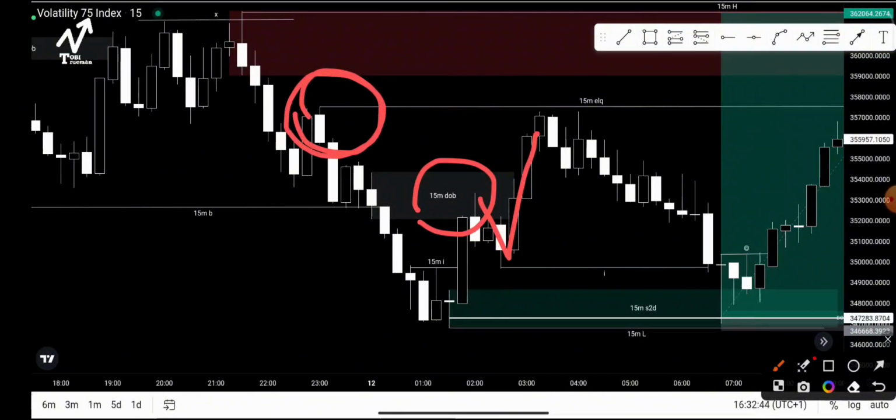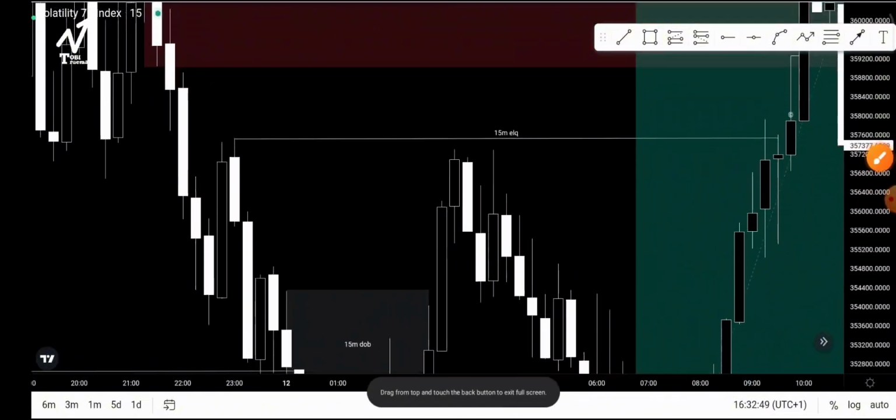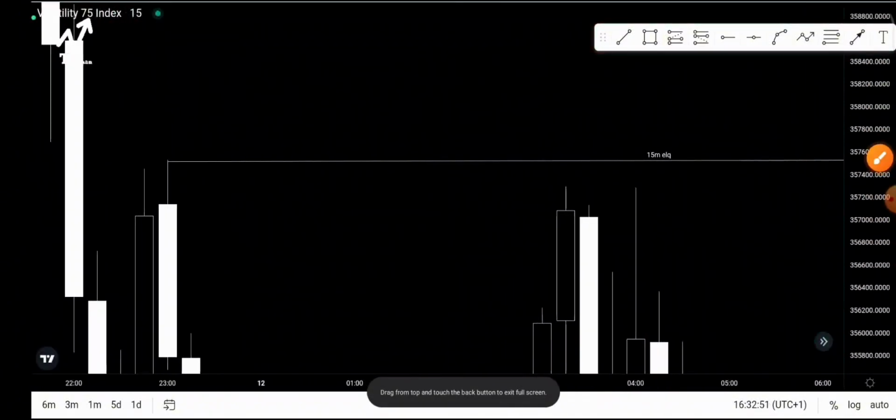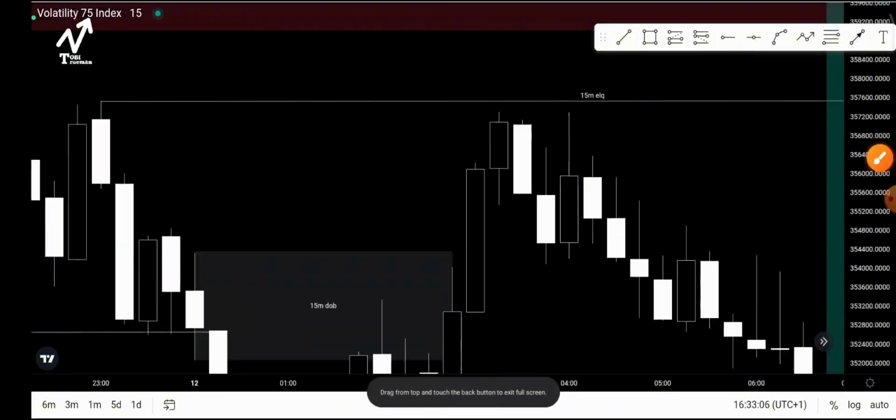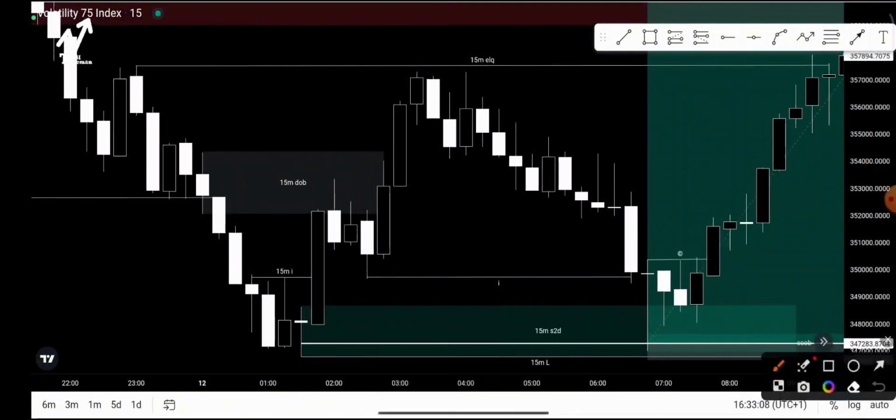So I was like, okay, maybe price will try to break it. But you can see there, price did not touch it. Let me zoom in very well. Price did not touch this engineering liquidity. If price had even touched it with a wick or anything at all, I wouldn't have entered this trade. So since price did not touch it, I was watching it, and then you see now, price came down.